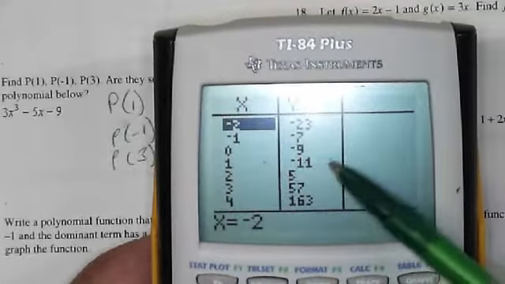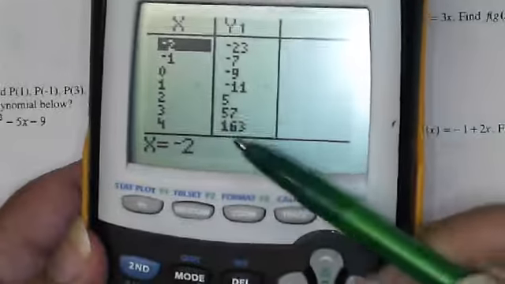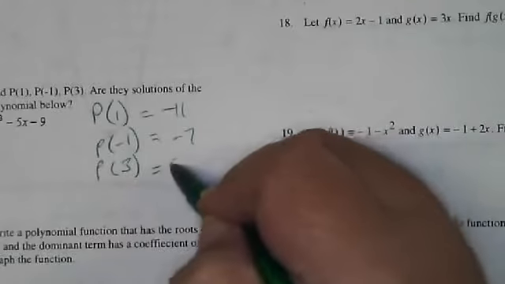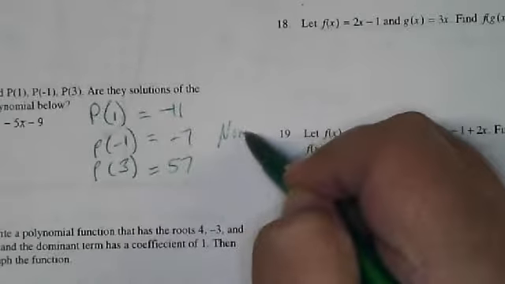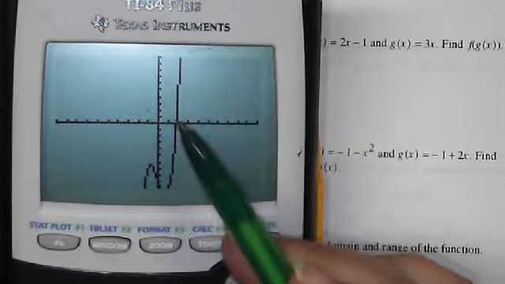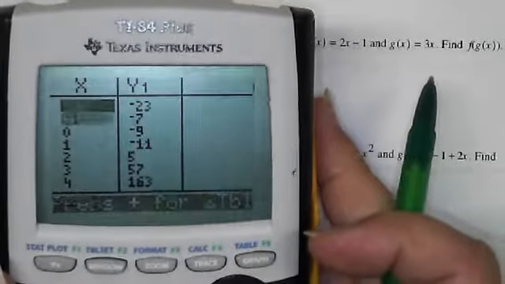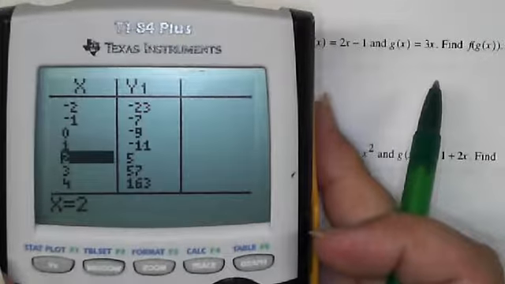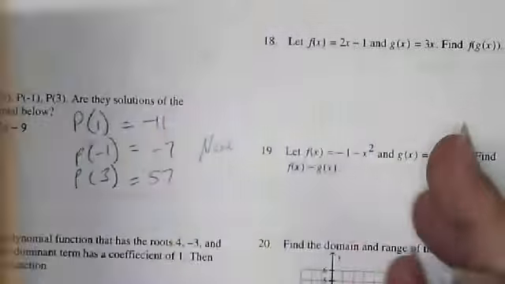So p of 1 is -11. P of -1 is -7. And p of 3 is 57. Again, none of these are the solutions, so I'd say none. And you could tell by looking at the graph that the solution is right there, and it should be pretty close between 1 and 2 on your calculator. You'd have to hit the trace, second trace, to get that answer.